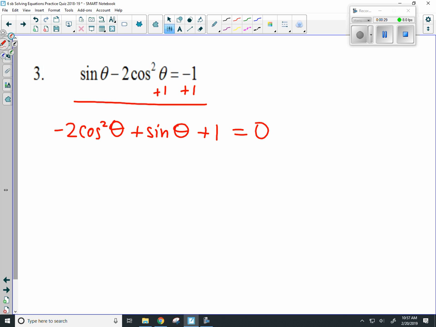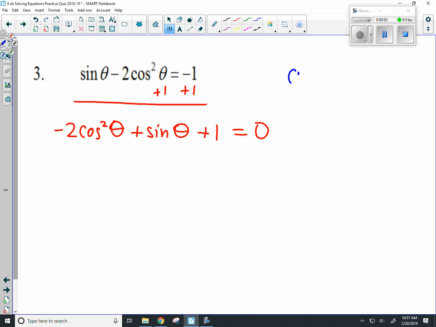If you take a look at that, it looks like you might be able to try to factor, but we can't split the middle unless both the trig ratios are the same. We have a cosine squared and a sine, so that's not going to work. And we can't take out a greatest common factor because I don't have a greatest common factor in common. So this is where the Pythagorean identities come into play.